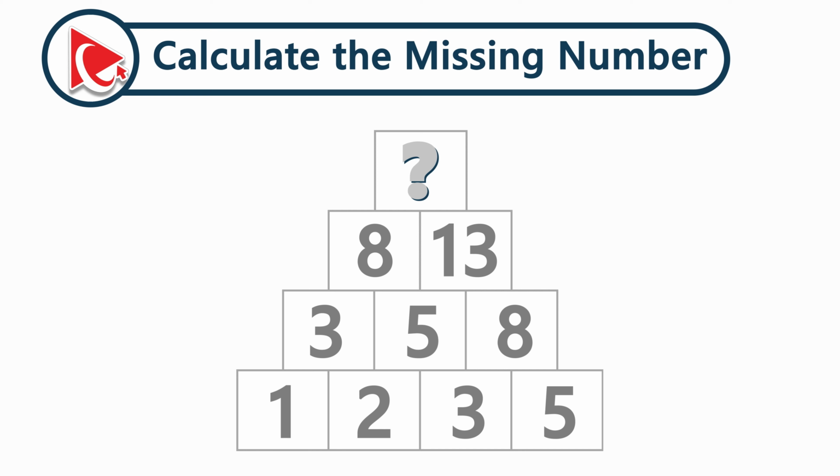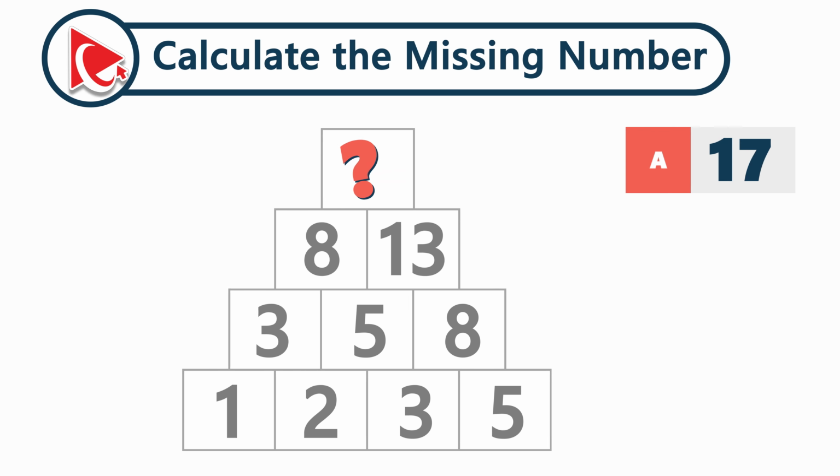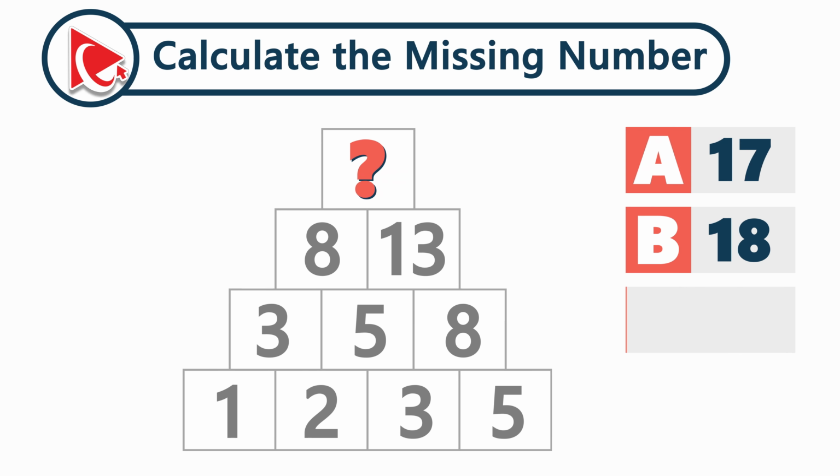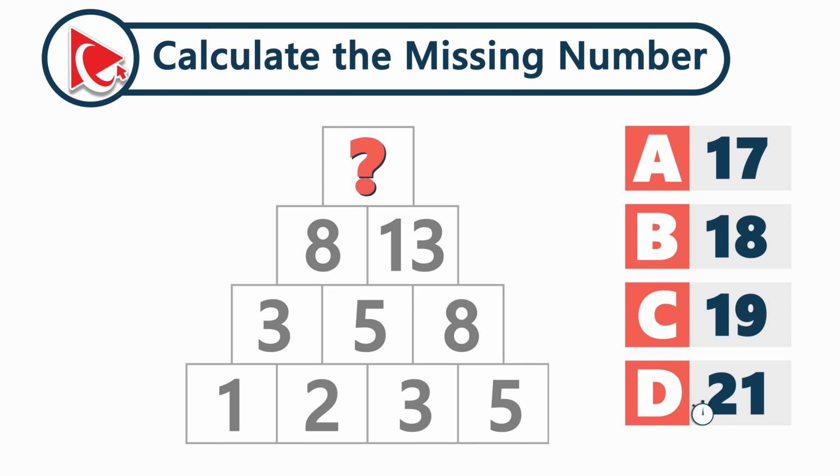Consider this amazing pyramid. In the top row, it has numbers 8 and 13. And in the bottom row has numbers 1, 2, 3, and 5. Your goal is to calculate the missing number on the top, and your choices for the answers are A, 17, B, 18, C, 19, or D, 21. Can you solve it on your own and choose the right answer?